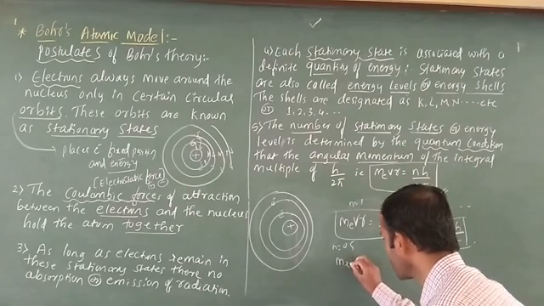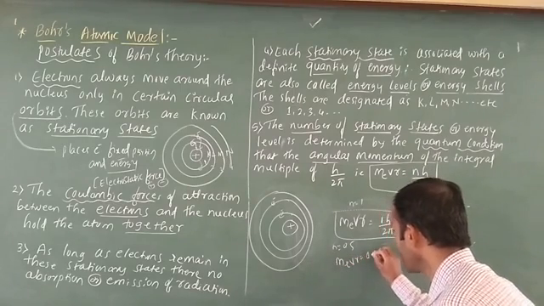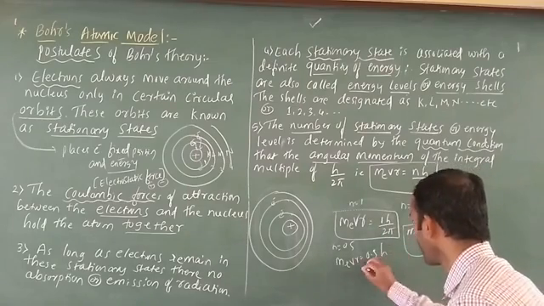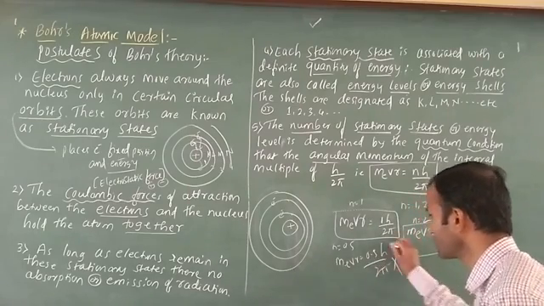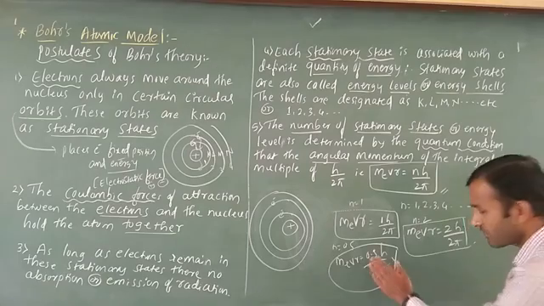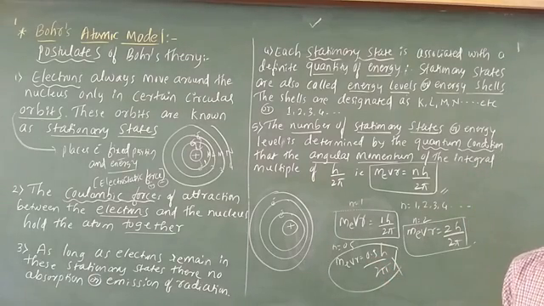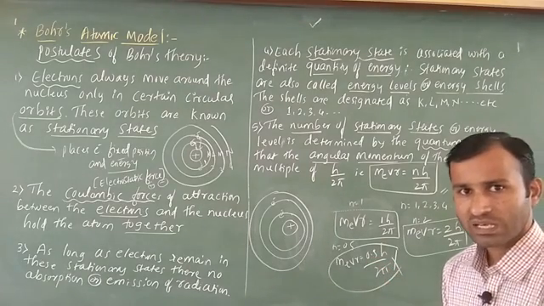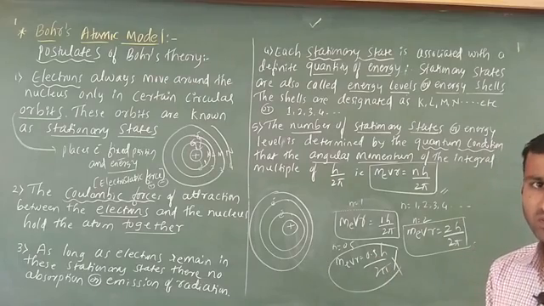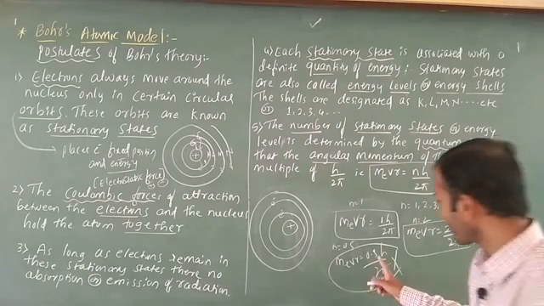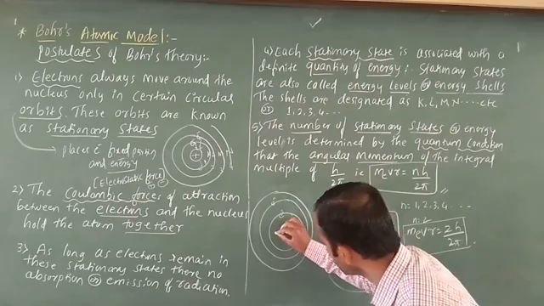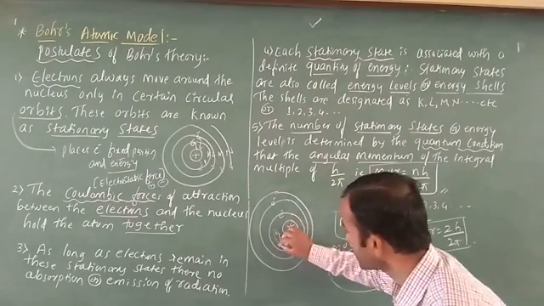In this case mvr equal to 0.5 times what formula? h upon 2 pi is there. This does not exist. If you get 0.5, 1.5, 2.5, 3.5, and so on, it means indirectly the electron does not exist. Here 0.5 is there, and the electron is present here. Is it possible? Not possible.